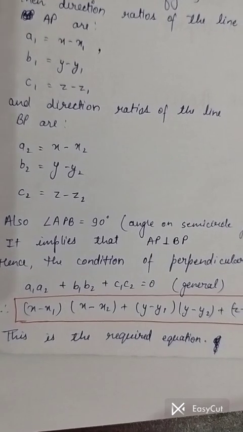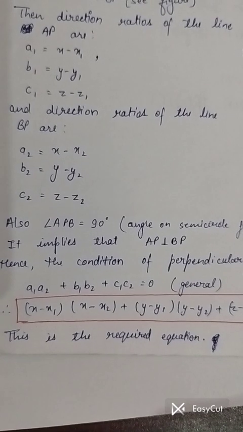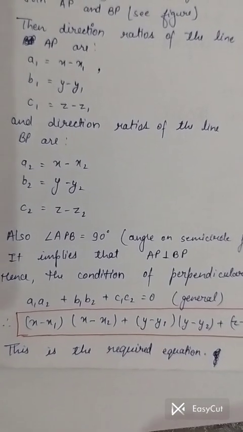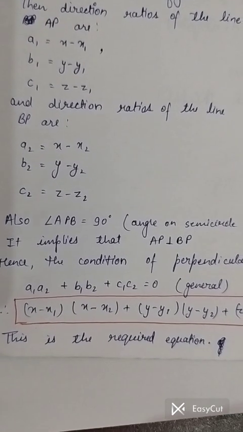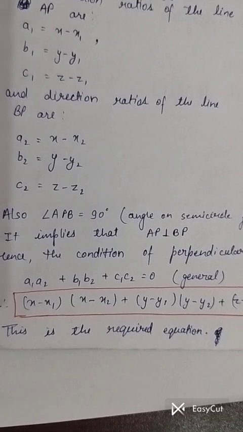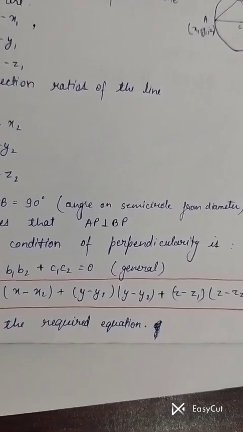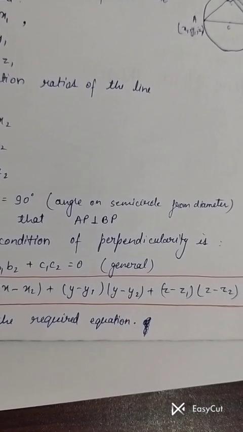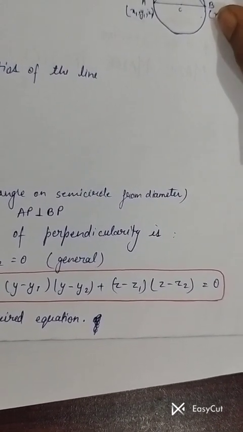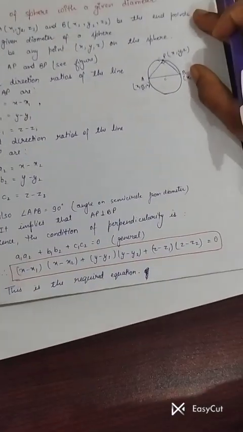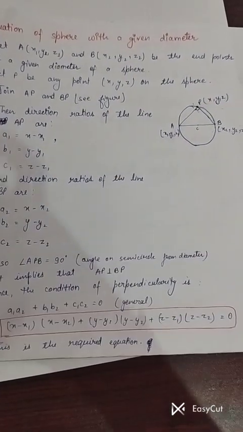So by putting the values of A1, A2, B1, B2, C1, C2 respectively, we will get our required equation for the sphere with a given diameter, that is x minus x1 into x minus x2 plus y minus y1 into y minus y2 plus z minus z1 into z minus z2 is equal to 0. This is the required equation of the sphere with a given diameter.